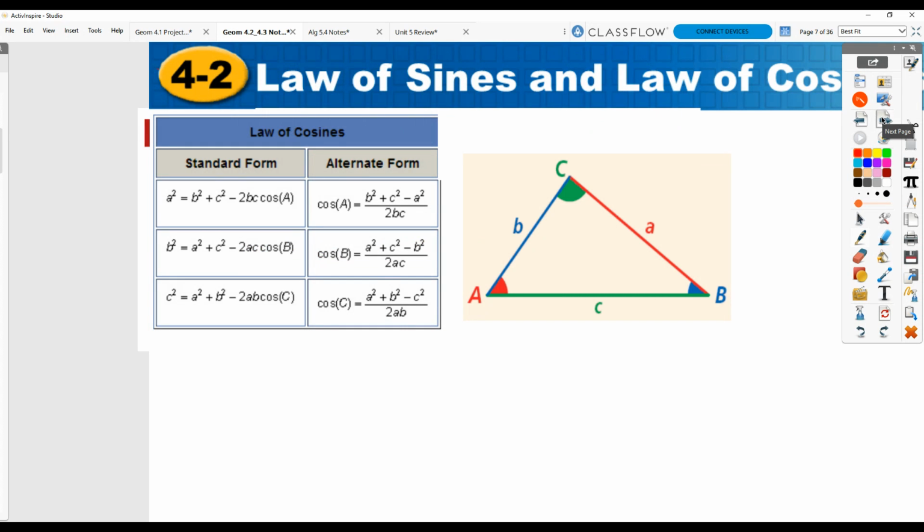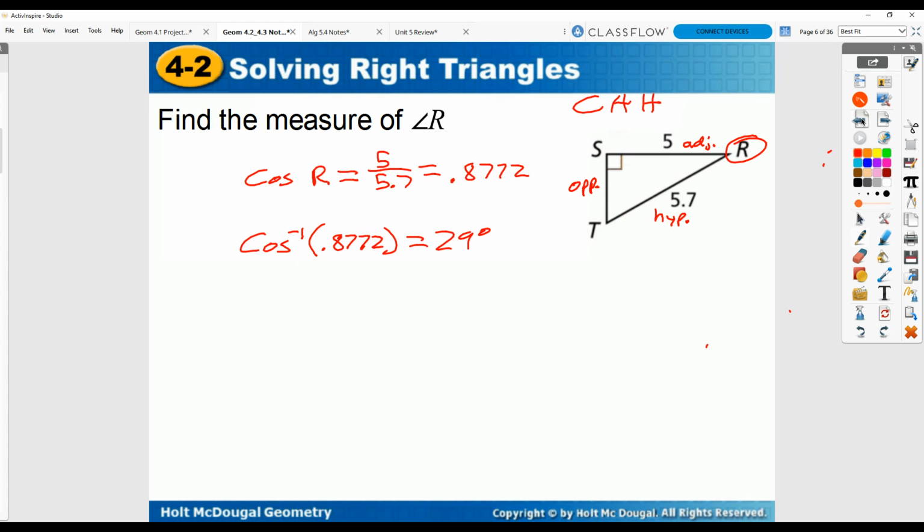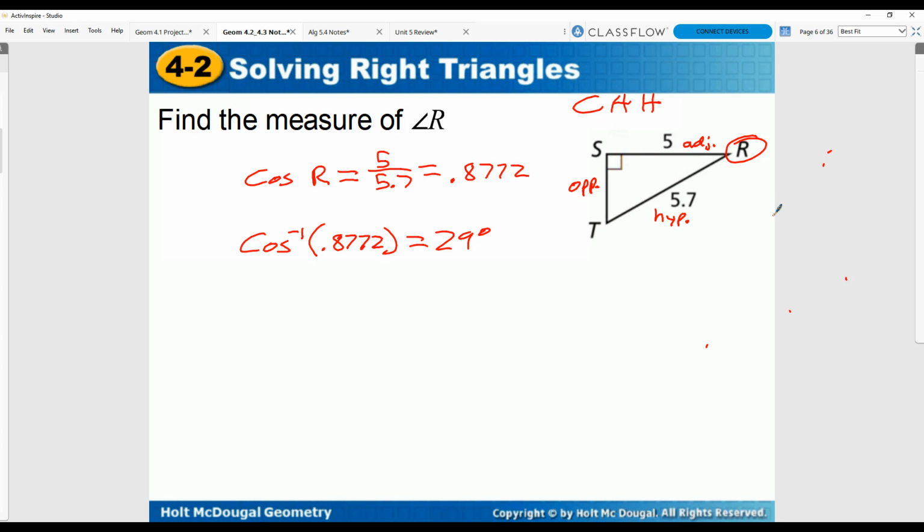Okay, so let's take a look at this thing called law of cosines. All right, so we've been using trig ratios, and if I go back, trig ratios work if we have a right triangle. And it's a pretty useful tool because it lets us find missing angles and missing sides of a right triangle. Okay, and it only works for right triangles. It doesn't work for the other ones.